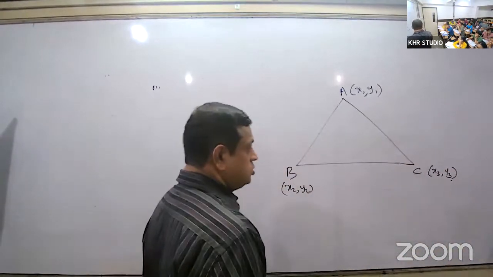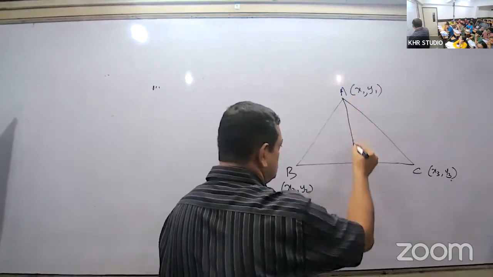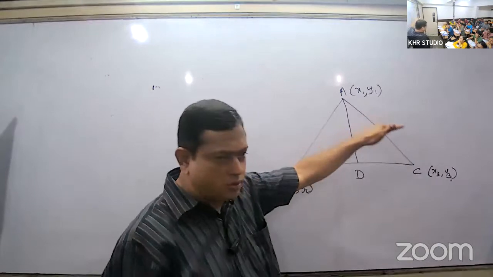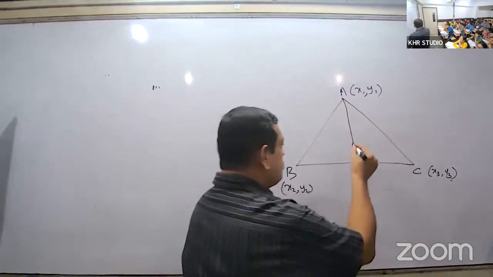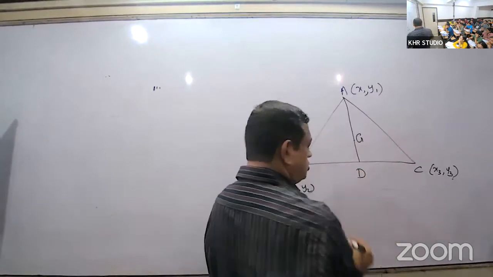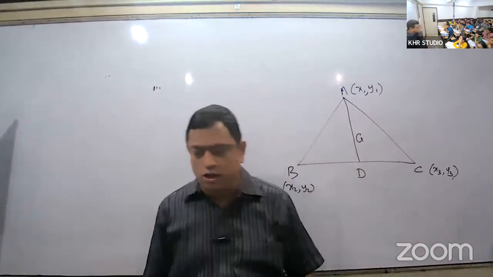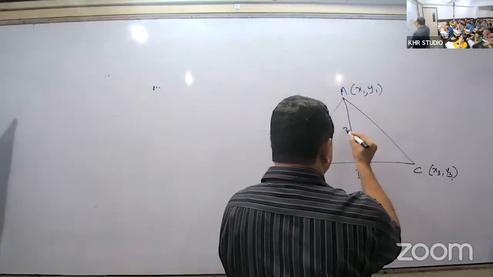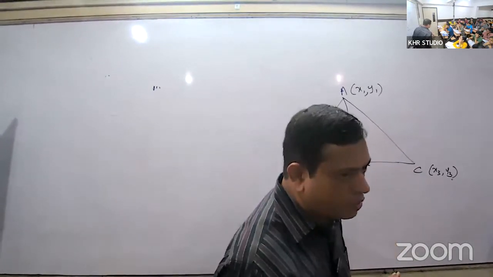Now, if I draw one of the medians, AD, like that, all the medians you can draw, the meeting point is, let's say, G. Extending this way and all, so G is the centroid. What is the property of the centroid? The centroid divides the median in the ratio. This makes no problem.